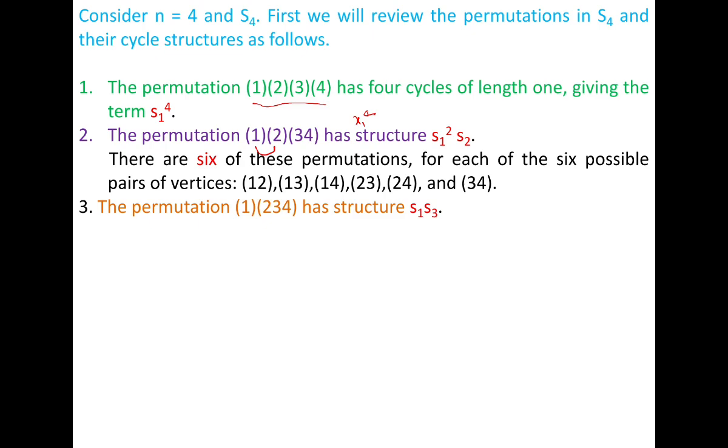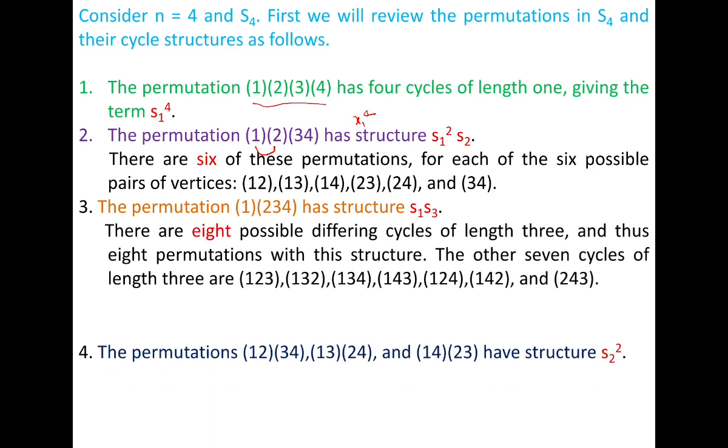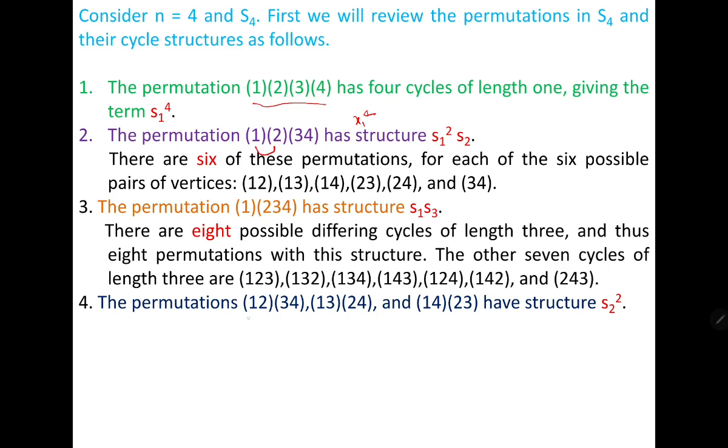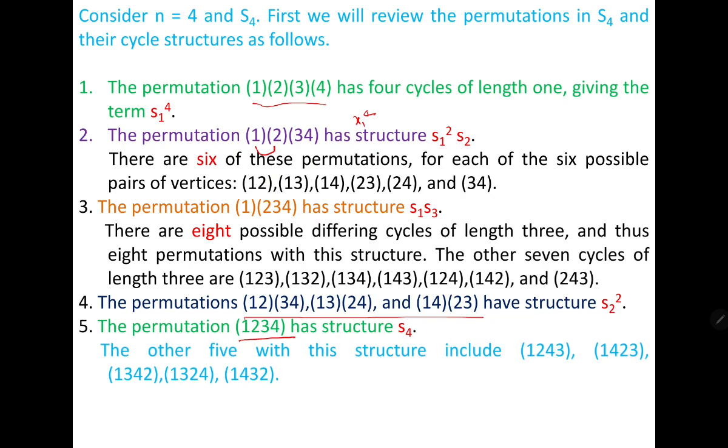The other possibility is 1 cycle of length 1 and 1 cycle of length 3, and there are a total of 8 possible combinations. Similarly, 3 combinations for 2 cycles of length 2, and there are 6 possibilities for a cycle of length 4. So if I have to write down the cycle index in this form, then this is how it looks.